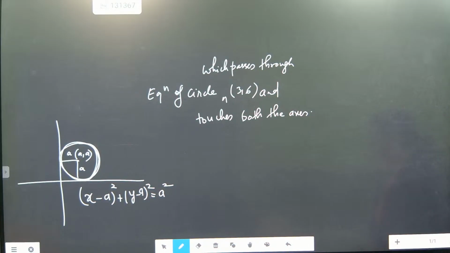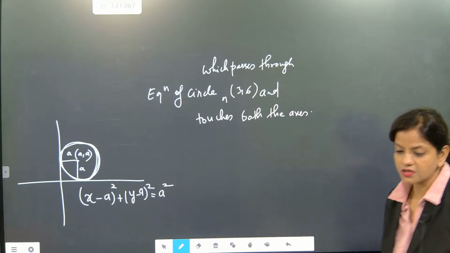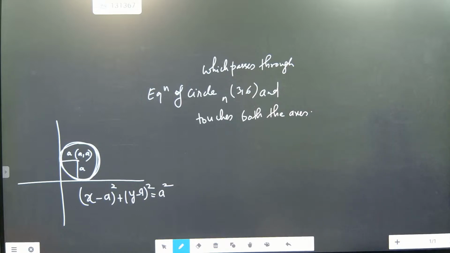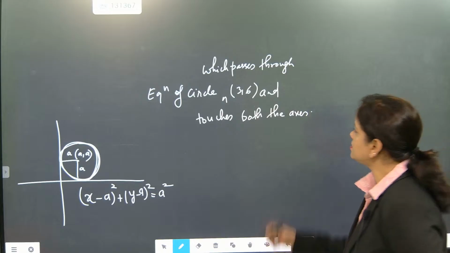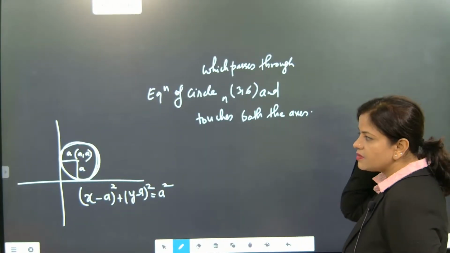Payoja, make it very nicely, beta. Circle touching both the axes. This is the situation coming, beta. So here, say this is touching both the axes. Then the answer is coming, beta. What is the answer coming?